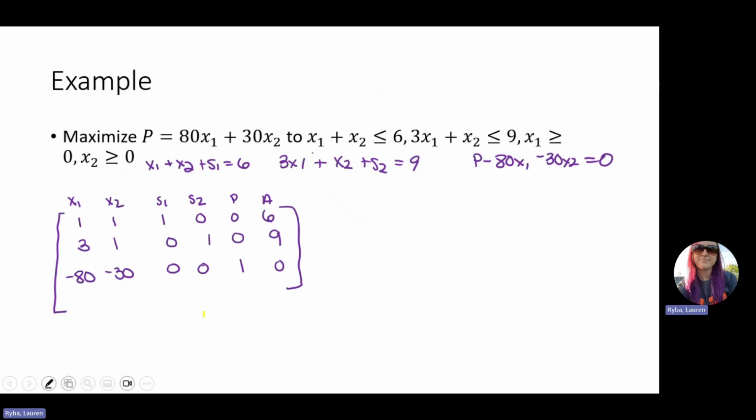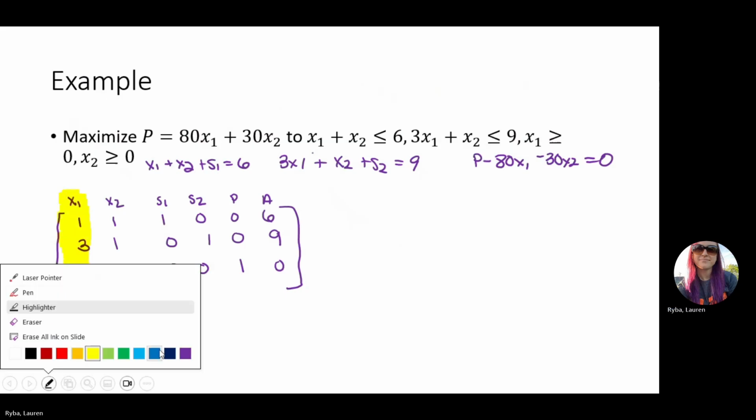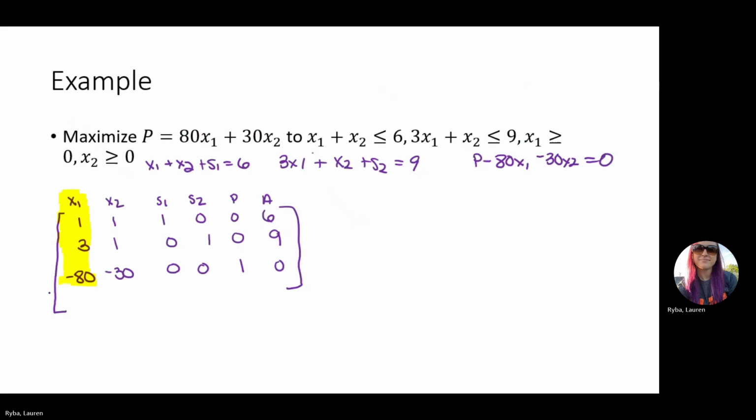Okay, we then find the most negative column, which is that first column. So then we take our answer divided by the highlighted. 6 divided by 1 is 6. 9 divided by 3 is 3, and we want the smaller one. So this spot here is the first one we're going to work with and turn it into a 1.